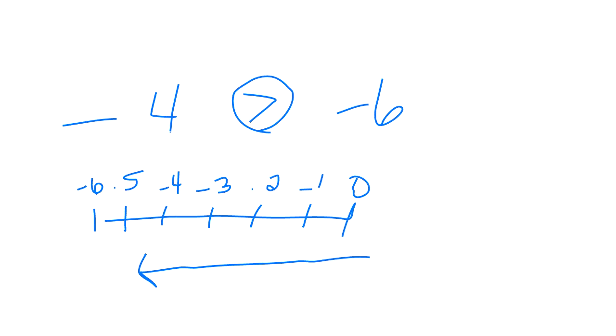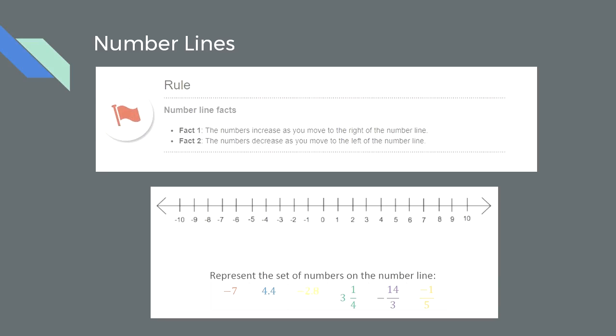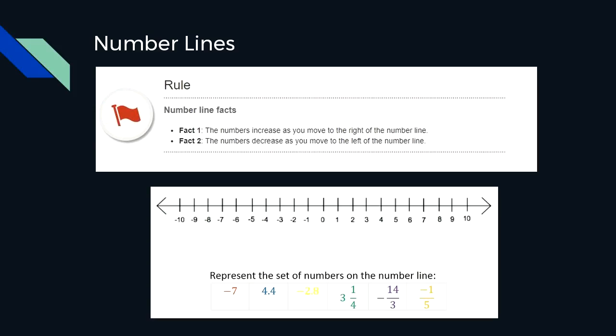Now remember, we said that these numbers do what as we go to the left? We had a rule for that. Remember the rule? What did the rule say? The rule said the numbers increase as you move to the right of the number line, and the numbers decrease as you move to the left of the number line. I think I just did that backwards, didn't I? I did. I apologize, guys. Got a slightly distracted when my dog began to bark. I was afraid she was going to disrupt us.